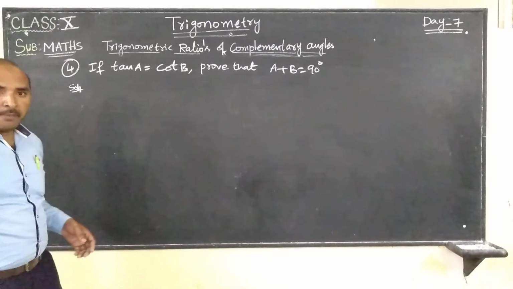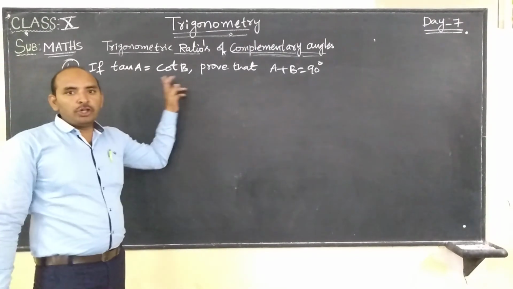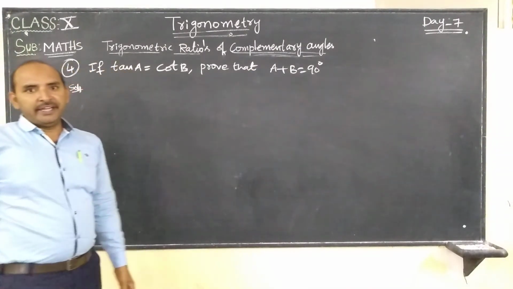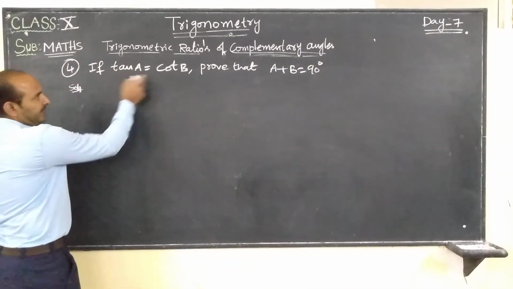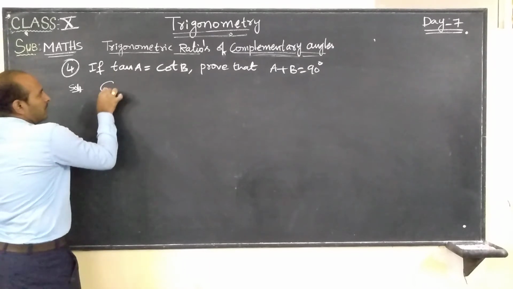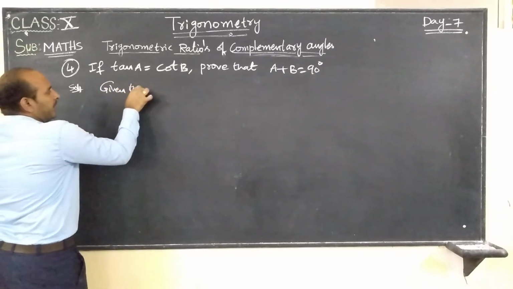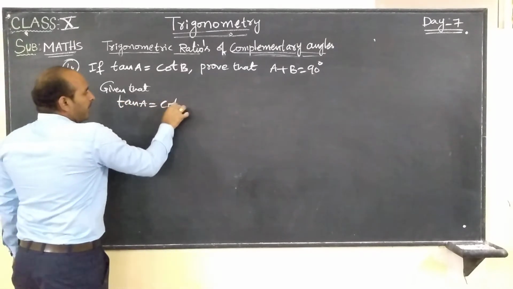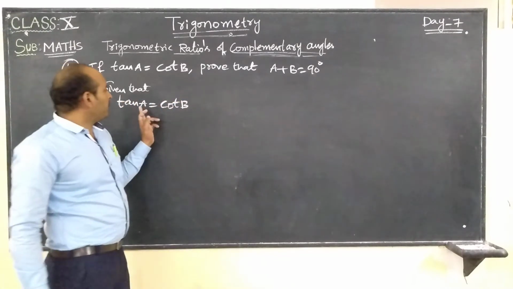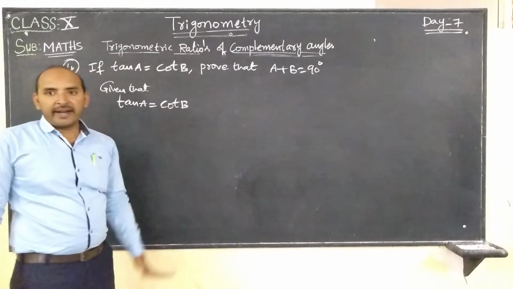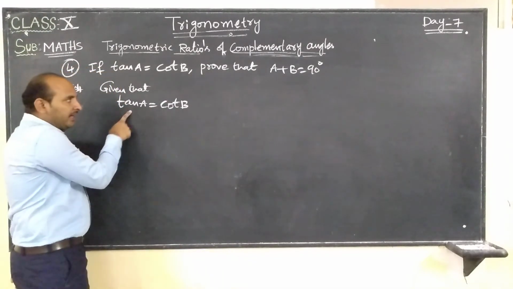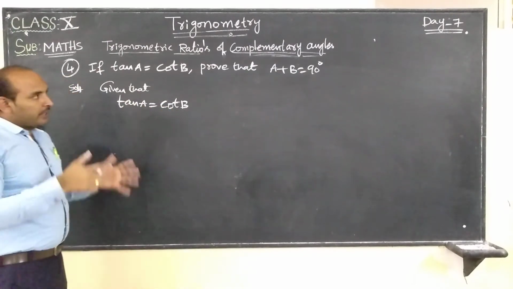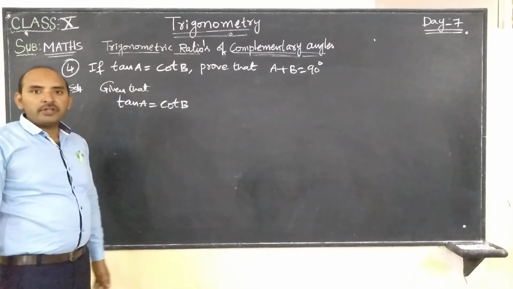Next, coming to problem number 4. If tan A is equal to cot B, prove that A plus B is equal to 90 degrees. So now, by the data, given that tan A is equal to cot B, we have to prove that the sum of these two angles must be 90 degrees. Here the left side has tan and the right side has cot, so how to convert? And again, different angles.